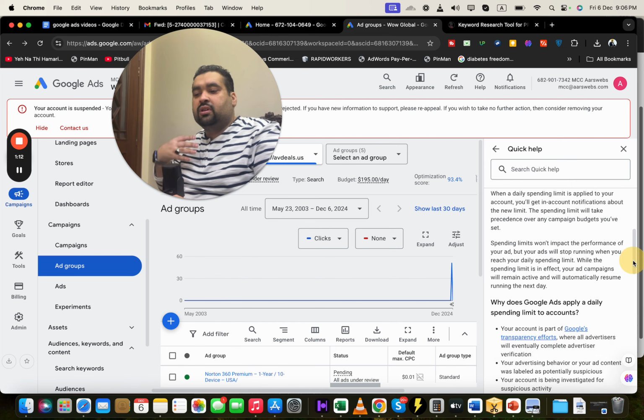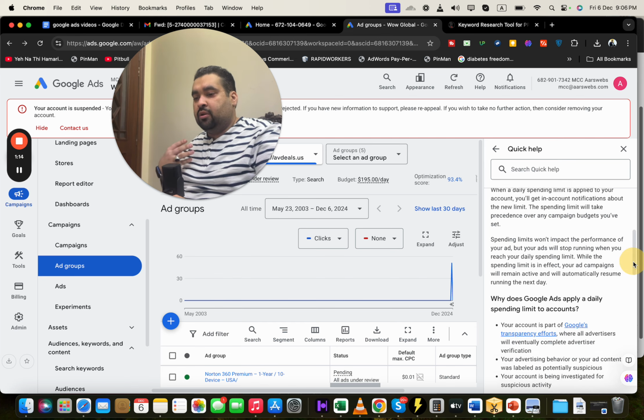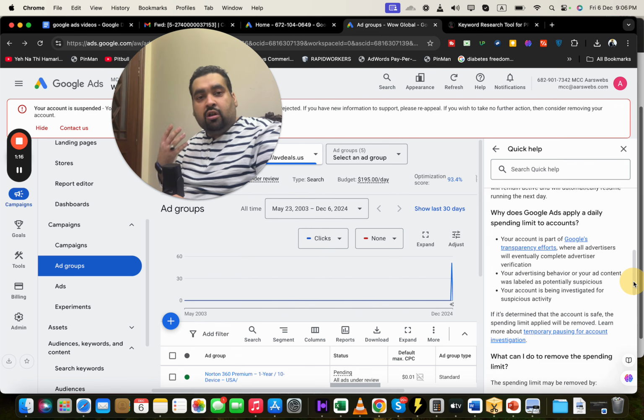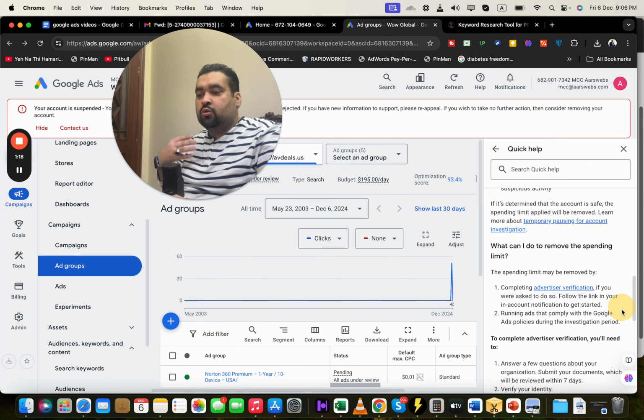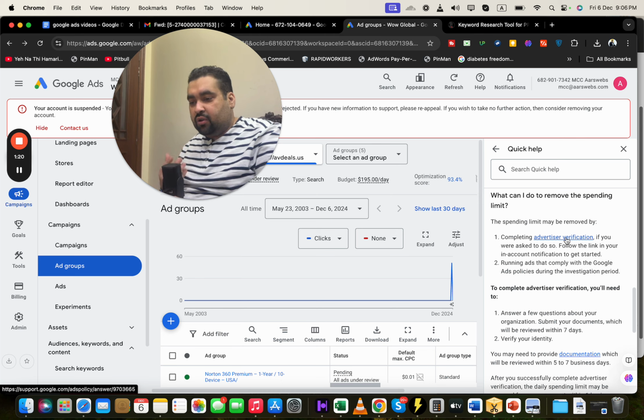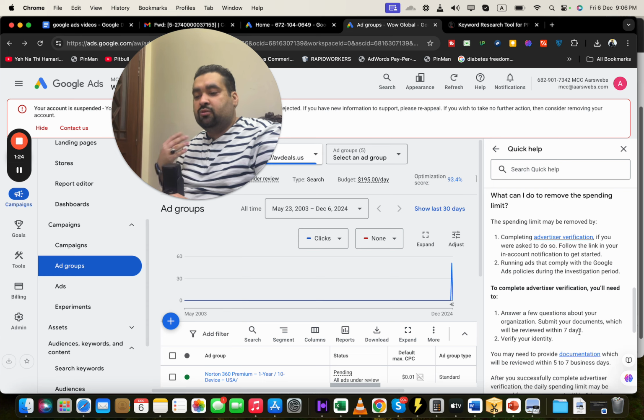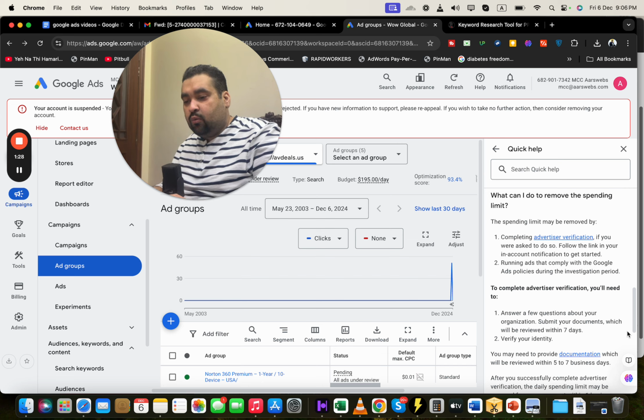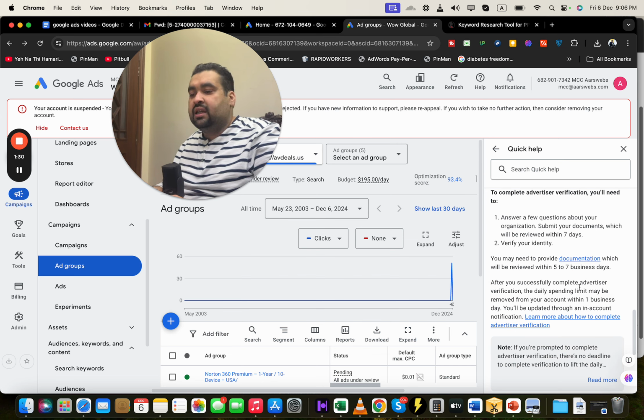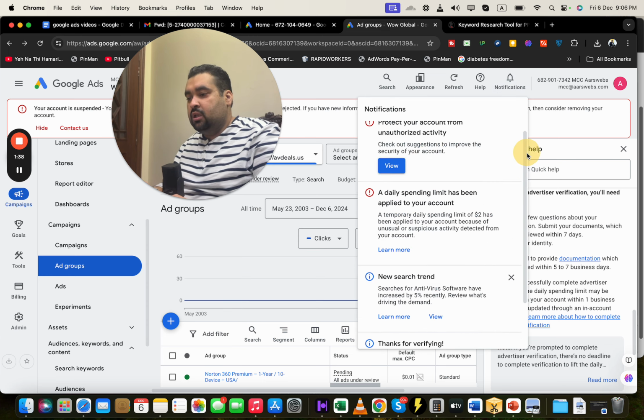This happens when they feel unusual activity is happening on the account, and this is all part of Google's transparency. And to remove it, what you have to do is advertiser verification. After advertiser verification, the documents will be reviewed within 7 days, and after this they will verify your identity. And once you have successfully completed advertiser verification, the daily spending limit may be removed from your account within one business day.